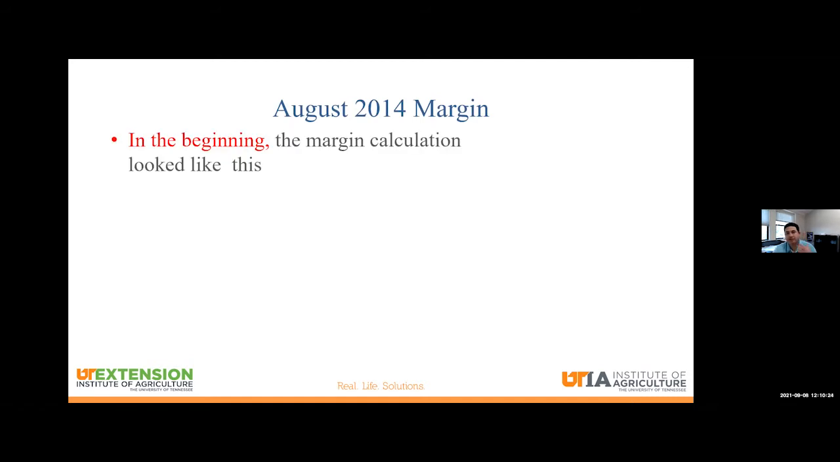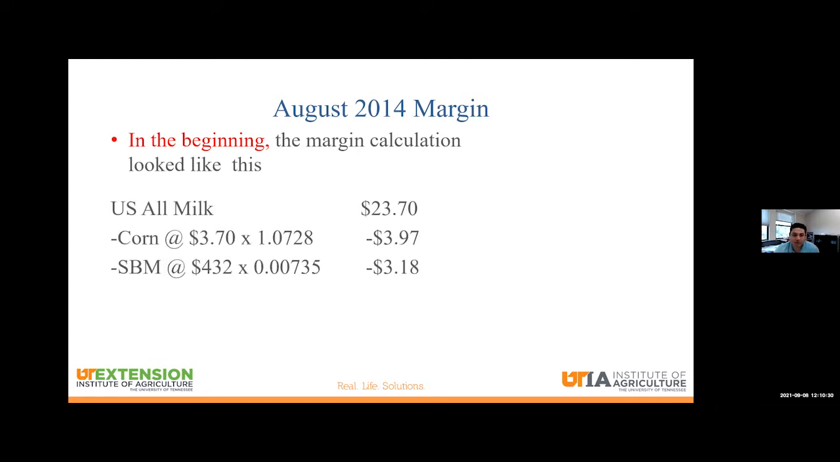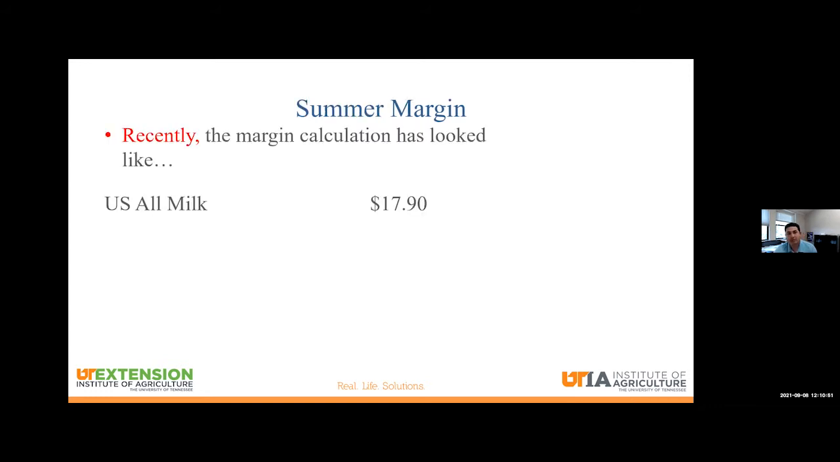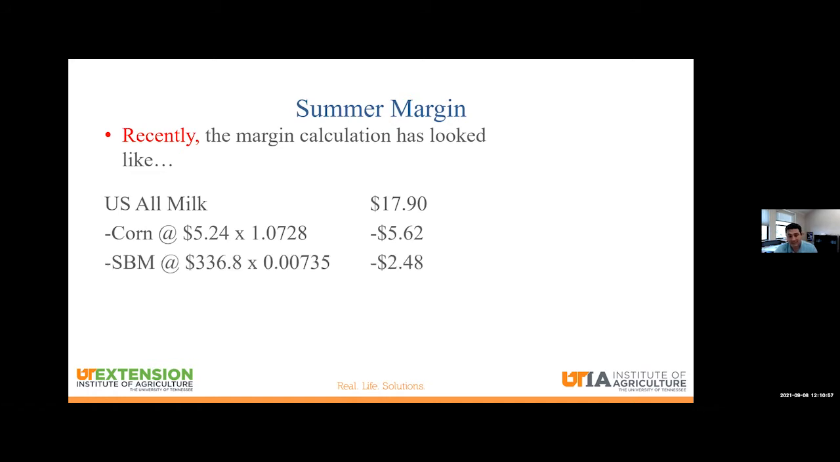If we think back a long time ago to the August 2014 margin, the calculation probably looks something like this, where US milk was 23.70, corn was at 3.70, soybean was at 4.32, and alfalfa was at 2.09. We take the weights associated with each component within the ration, and we end up with an actual margin of 13.69. Obviously, that's fine, and it wouldn't trigger a payment. But this past summer, it probably looked more like this, where US milk is 17.90, corn is at 5.24, soybean is at 336.80, and alfalfa is at 2.30, which gives us an actual margin of 6.30, which would trigger the payment, as it is below that 9.50 threshold.